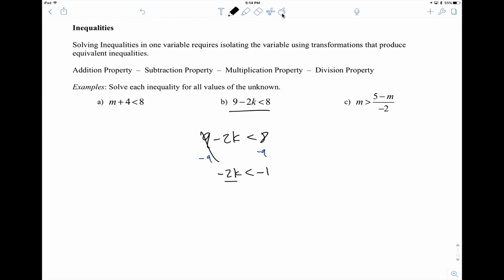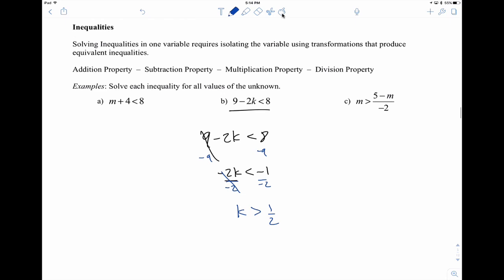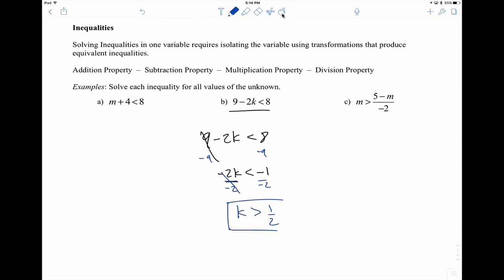Okay, we're dividing through by minus 2, minus 2. So we got rid of our negative 2 over there. But since we've divided by a negative number, we flip the sign, so k is greater than 1/2. I don't think we did that in class. Check your notes to see if we did, but we should have flipped the sign. I don't remember doing so. So this is the answer.